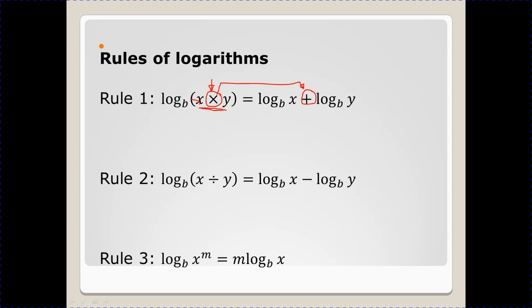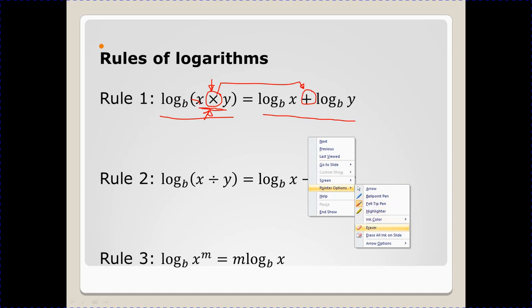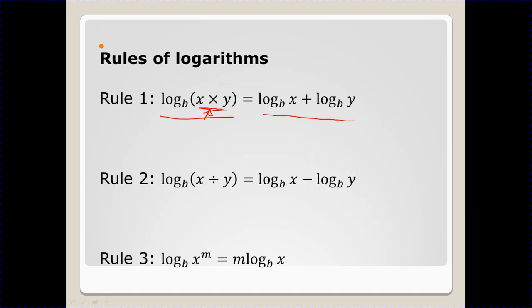I have on the left hand side one logarithm. Inside this logarithm, I have multiplication. On the right hand side, I will have two logarithms, and there is a plus between them. So multiplication becomes addition. So this is the first rule. Multiplication becomes addition.